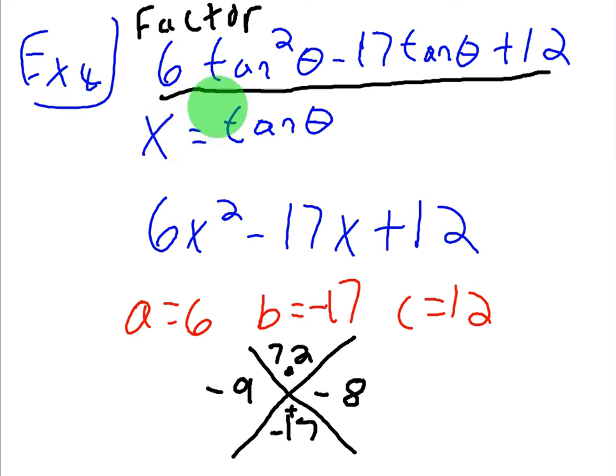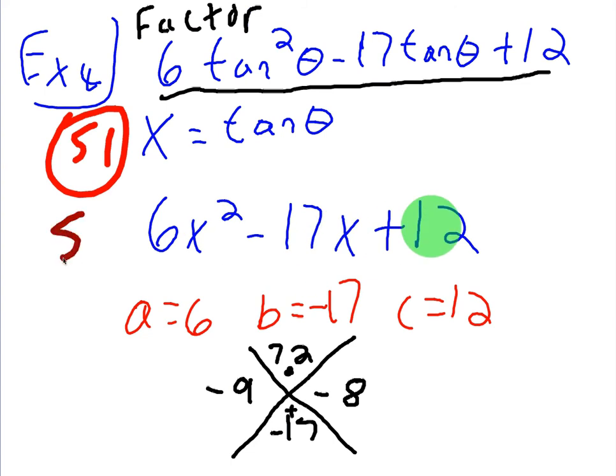So, as we've said before, our first step is to replace the trig function with some dummy variable. So I'm just going to make tangent of theta equal to x, okay? That's the reason why it's so helpful here, because now all these tangents turn into x, and it just becomes 6x squared minus 17x plus 12.